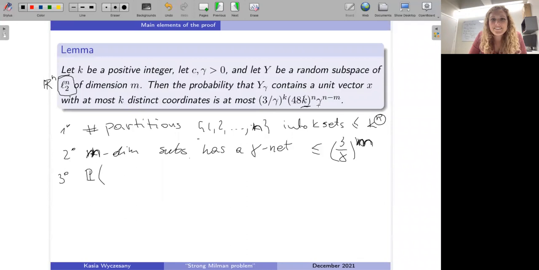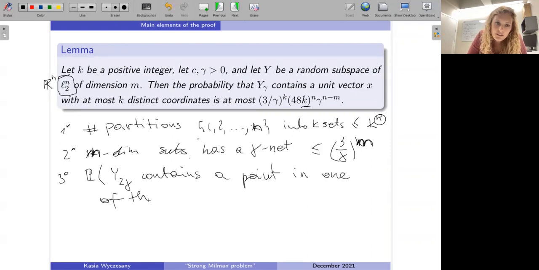So now what I want to say is that the probability that Y gamma contains a unit vector X with at most k distinct coordinates is at most the probability that Y to 2 gamma contains a point in one of the gamma nets, right? So contains a point in one of the nets.